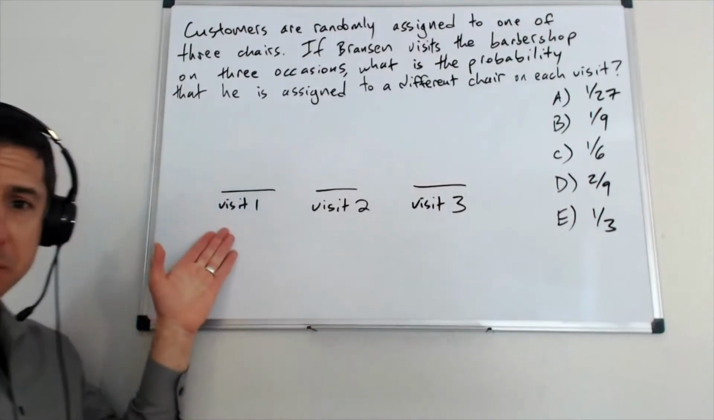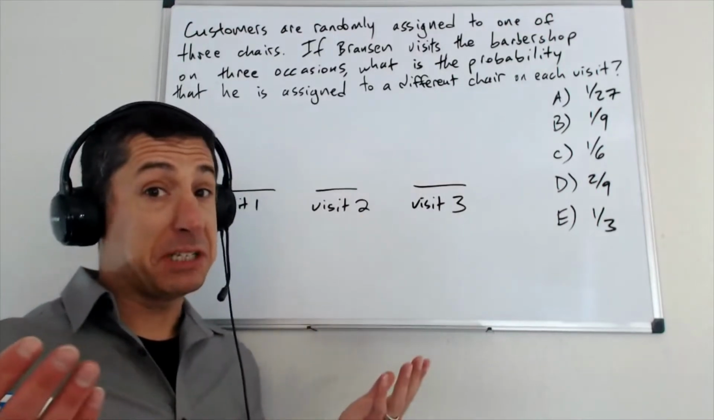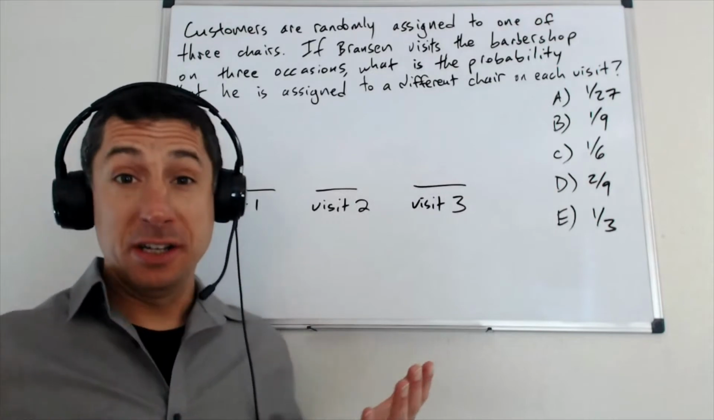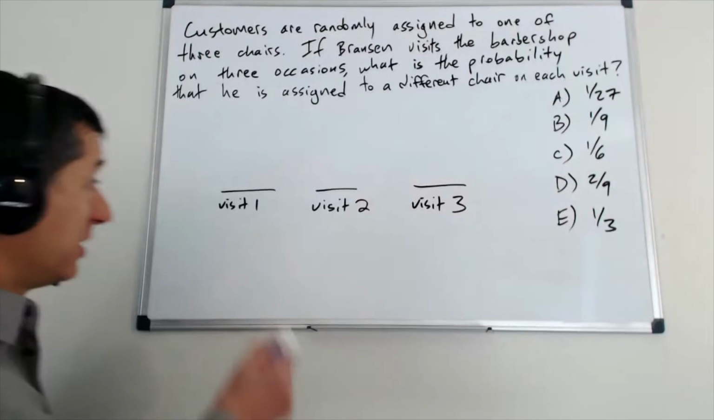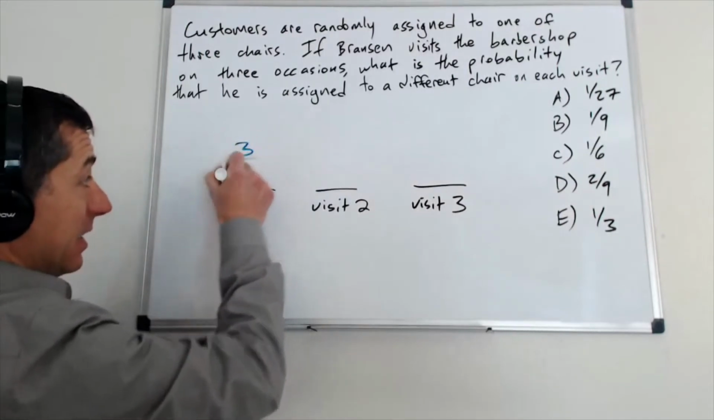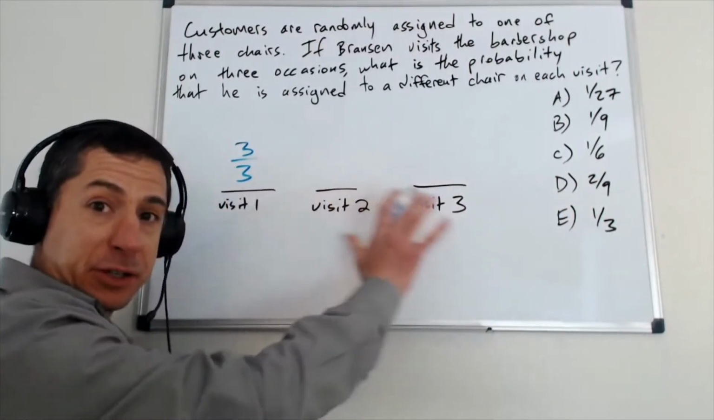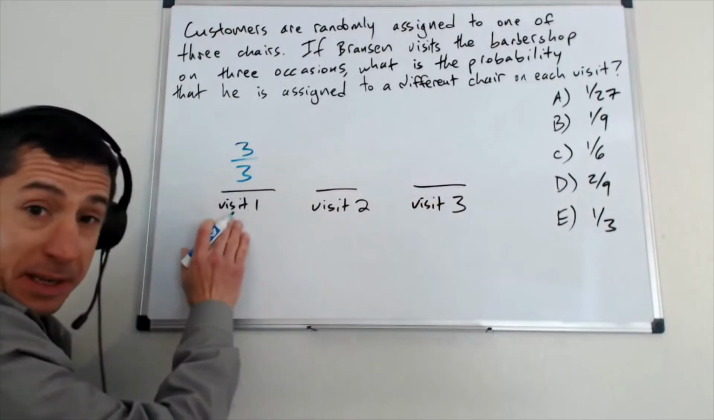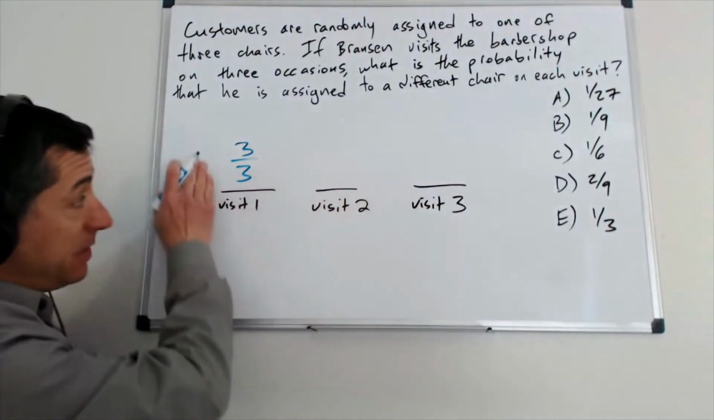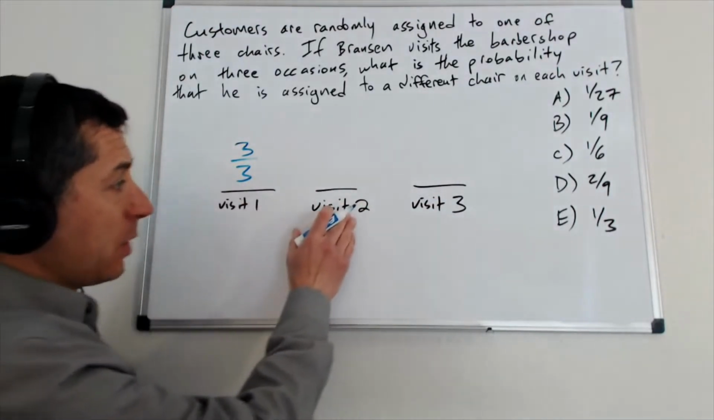So in the first visit, what has to happen? Doesn't matter. He has to be assigned to a chair. Doesn't matter which one he's assigned to, as long as the next ones don't match. So the probability that he's set up to have a different chair on all 3 visits, the probability that happens on the first visit, is just 3 out of 3 or 1. What about visit number 2?